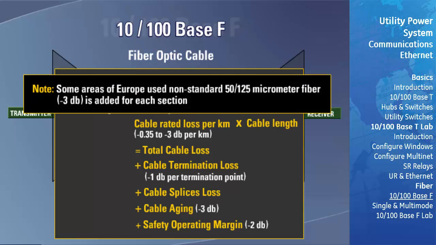It's important to note that at one point in time, some areas of Europe used non-standard 50 by 125 micrometer instead of 62.5 by 125 micrometer fiber. If sections of this cable are being used, an additional minus 3 decibels is added for each section. The sum of all these sources of attenuation is the expected total attenuation.